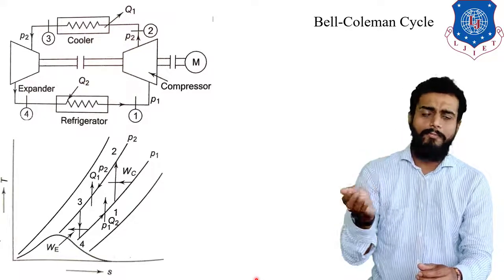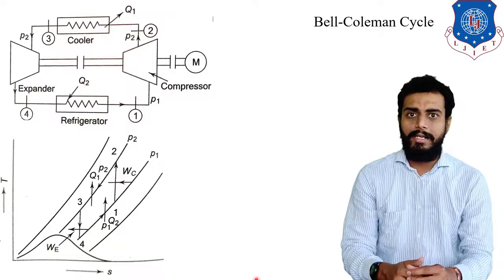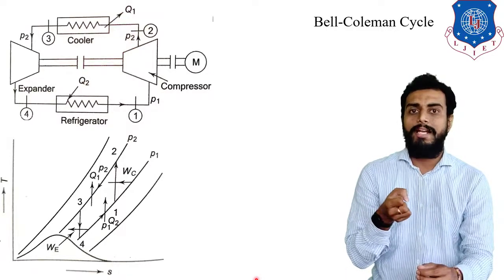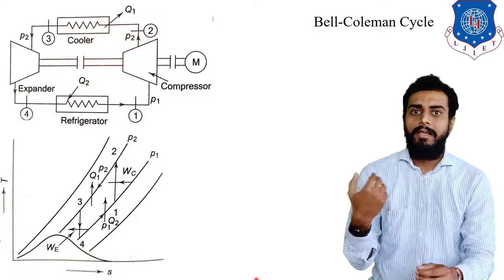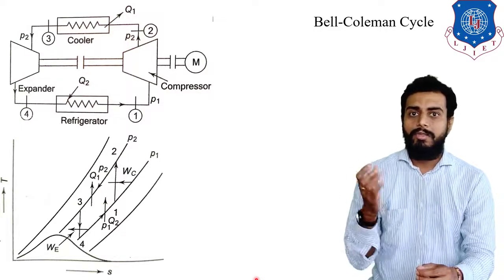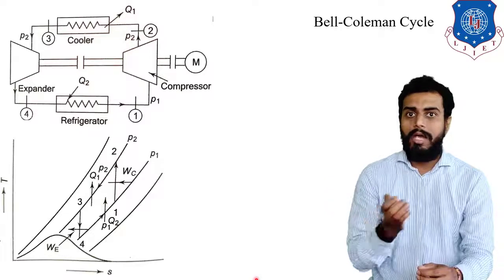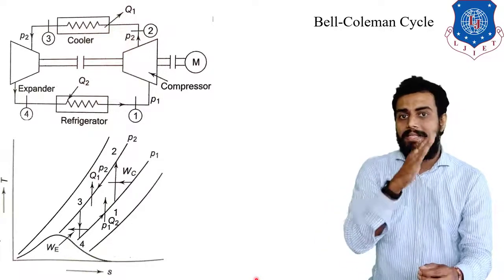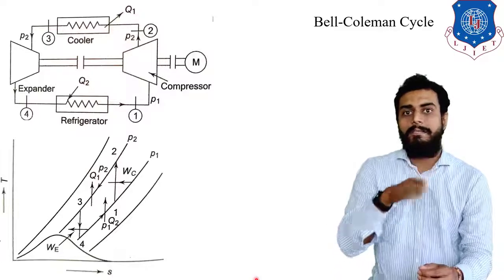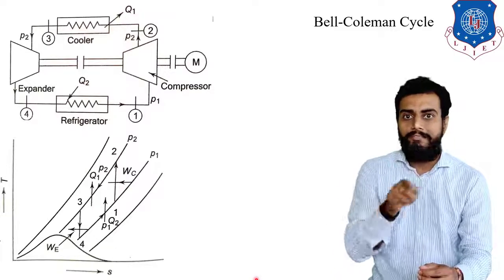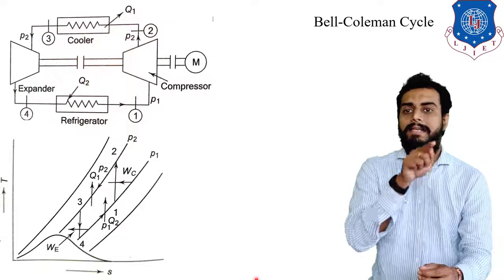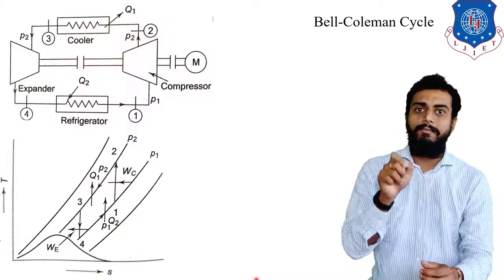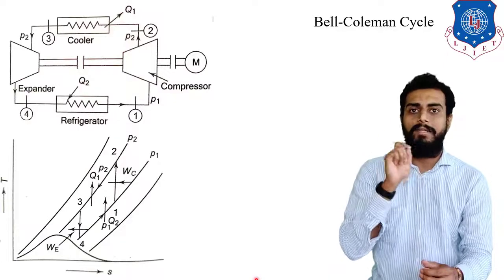Next, from 4 to 1, that is the refrigerator. So the refrigerator will do what? It will absorb the heat from the outside atmosphere, right? And it will cool down the ambient. So here the gas will cool down the ambient at constant pressure, that can be highlighted as constant pressure P1. Okay, so the refrigeration effect is taking place at constant pressure P1. So that is from 4 to 1. And again, from point 1 you will have the compressor.